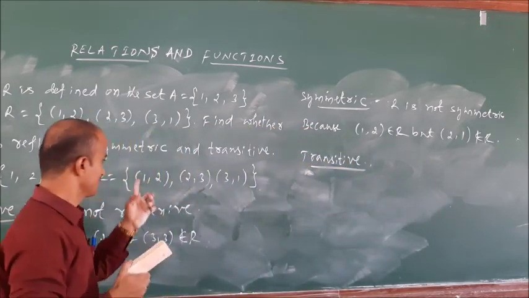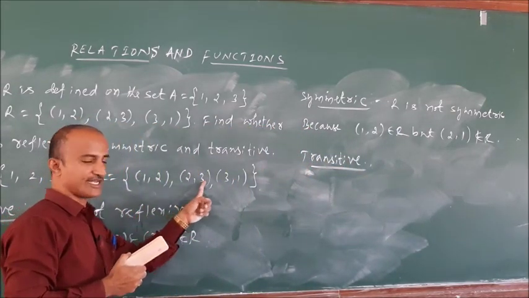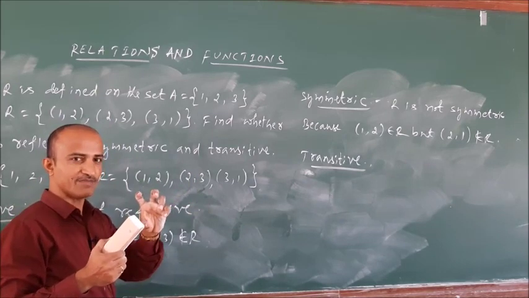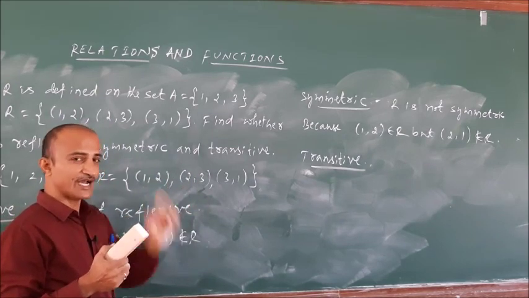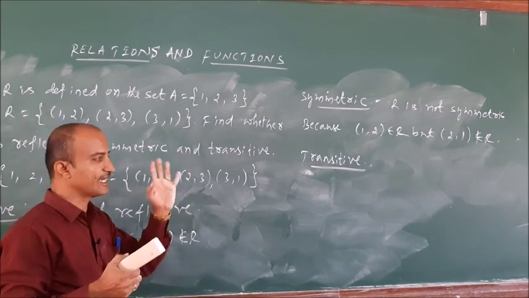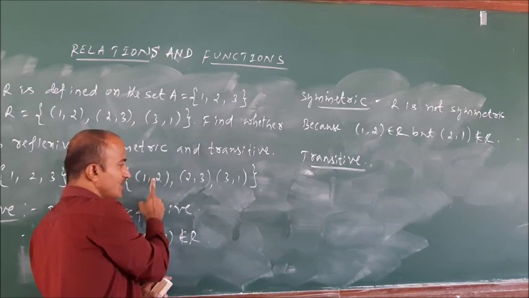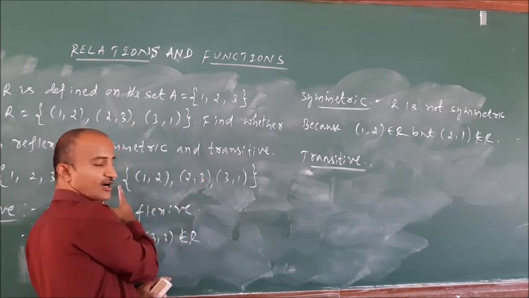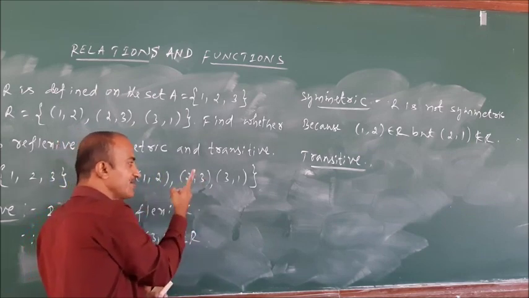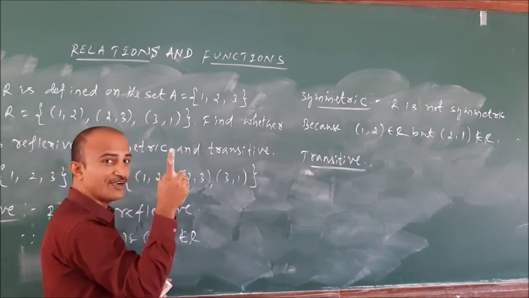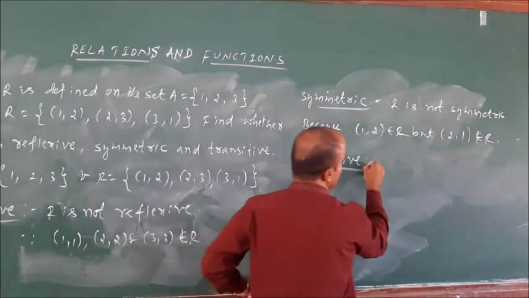Now, listen here. We have (1, 2) and (2, 3), that is (a, b) and (b, c). Whenever (a, b) and (b, c) belong to R, if it implies (a, c) belongs to R, then only it is transitive. Here (1, 2) and (2, 3) are elements of R, but we do not find any element (1, 3) in R. Therefore, R is not transitive.